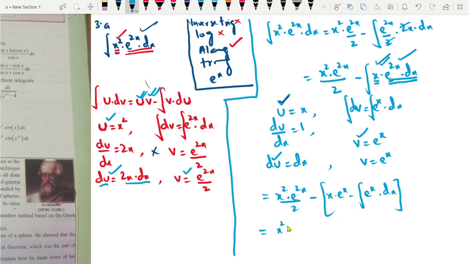So x squared e to the power 2x divided by 2 minus x e to the power x minus the integral of this one, which is equal to e to the power x. So this will become plus e to the power x plus c. So this is our answer.